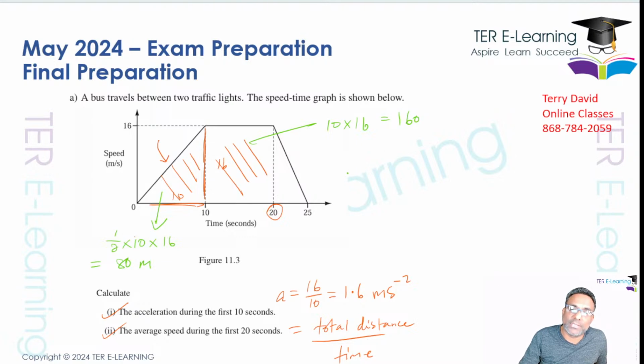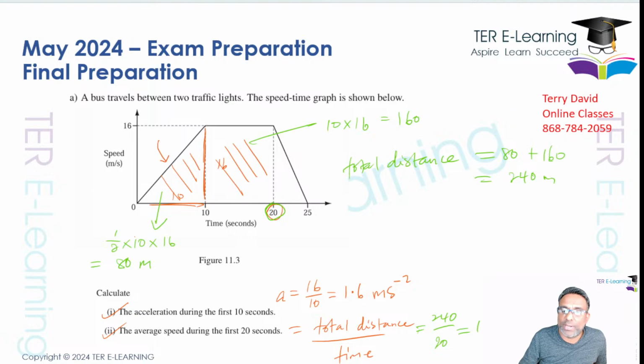So the total distance, right, is equal to 80 plus 160, right? And that's going to give us a total of 240 meters, right? So the average speed is simply going to be 240 all over the total time. Now the time here in this case, you have to be careful. They only want up to the first 20 seconds, right?